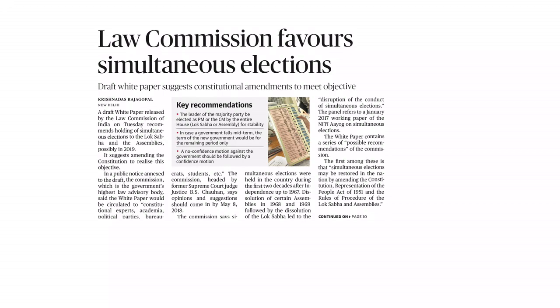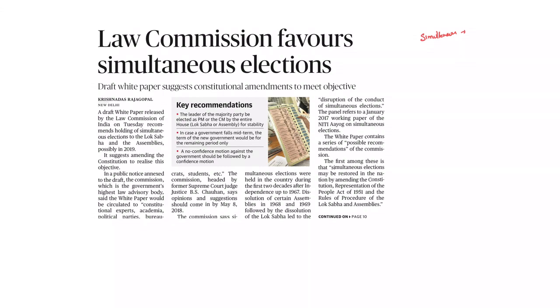Law Commission favors simultaneous elections. We have discussed enough about simultaneous elections. Now let us see the constitutional possibility of simultaneous elections. If simultaneous elections were held, then obviously the center and the state governments shall have a tenure of 5 years. How shall we ensure this tenure? And what are the obstacles to ensuring this tenure?